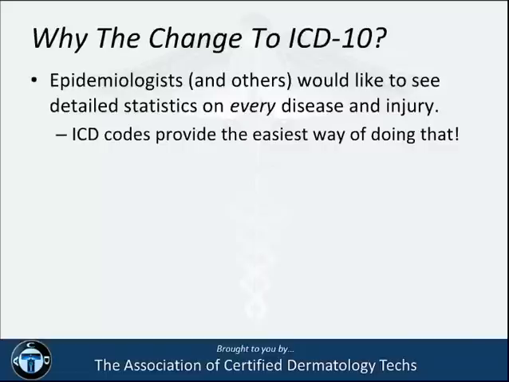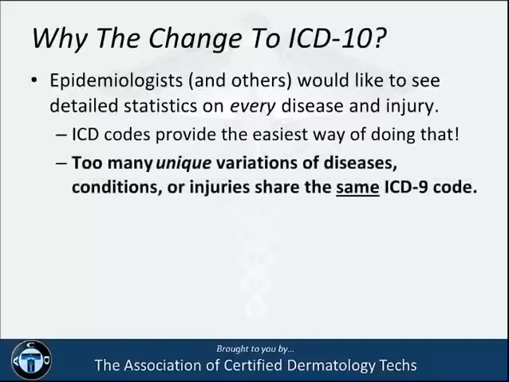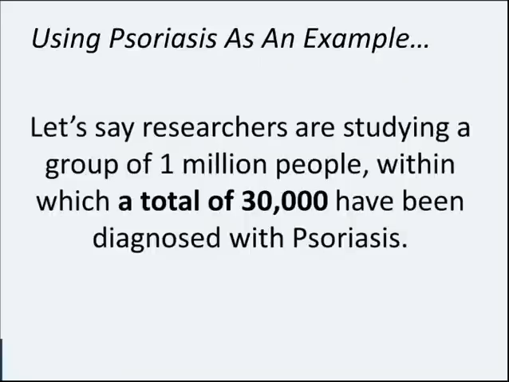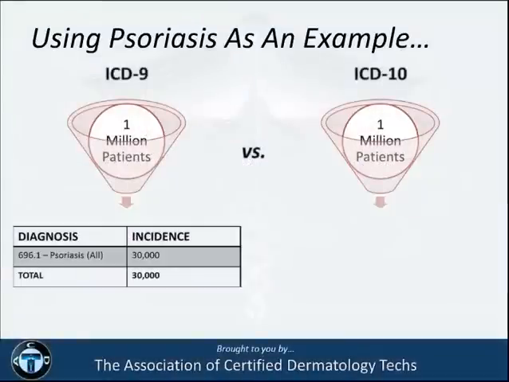But epidemiologists don't just want data. They want quality, specific data, and that's where the problem lies with ICD-9. Too many unique variations of diseases, conditions, or injuries share the same ICD-9 code. For example, let's say that researchers are studying a group of 1 million people in order to better understand the impact of psoriasis. With ICD-9, that's as specific as it gets. That is, 30,000 people have been diagnosed with psoriasis because all 30,000 patient visits shared the exact same code, that being 696.1. The ICD-9 codes can't differentiate one type of psoriasis from another.